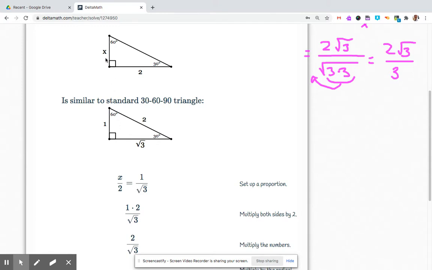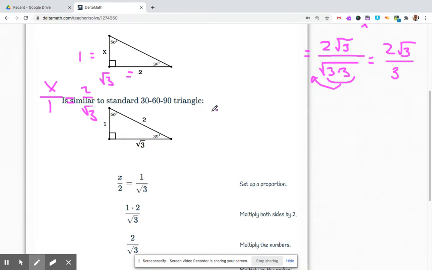And let's see. So x is to 1. I'm just trying to figure out what strategy they're using. So this x links to 1, so they have to draw the specific right triangle. So x is to 1 what 2 is to radical 3. So x over 1 is equal to 2 over radical 3. Is that what they have? Nope. So that's one way you can do it. Yep, that would give us the same answer. So that's setting up a proportion.